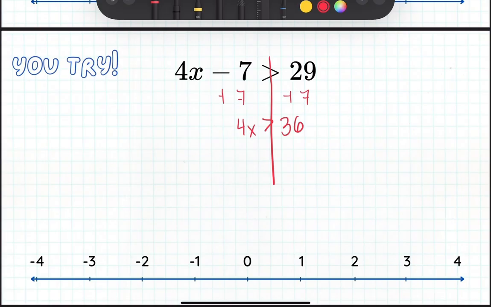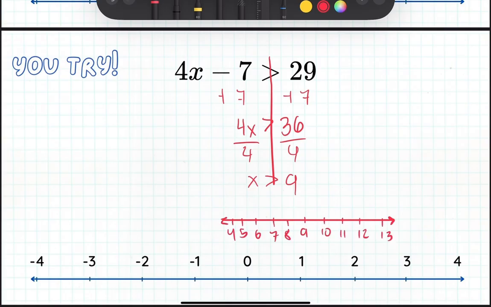And what I'm going to do is divide both sides by 4 and I get x is greater than 9. And again, 9 is not on my number line, so I'm going to create a new one. And then since this is simply a greater than symbol, I'm going to put an open circle over 9, and I'm going to put it facing where all the numbers are greater than 9, like that.